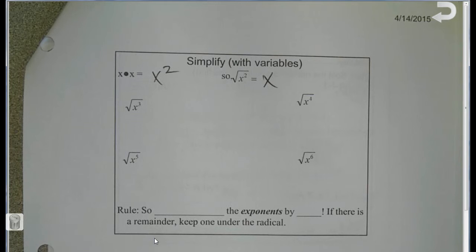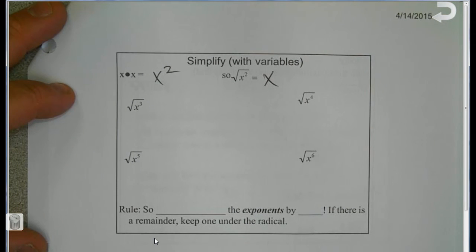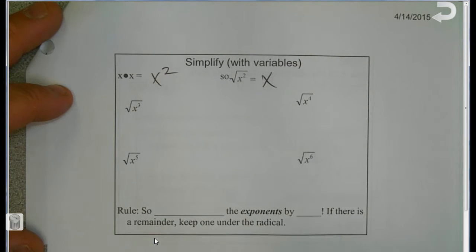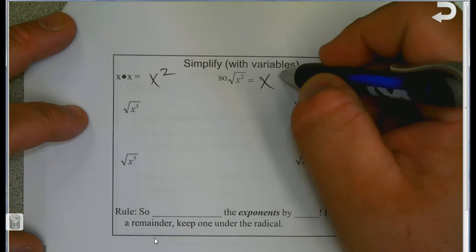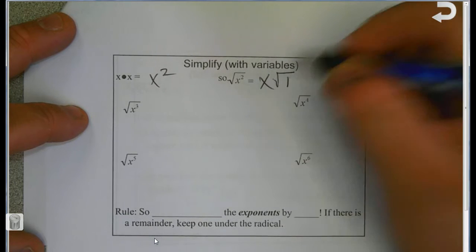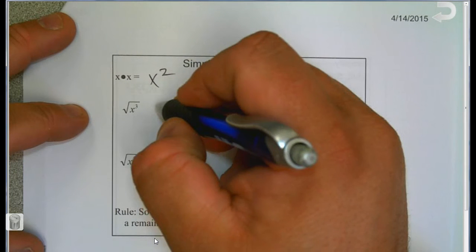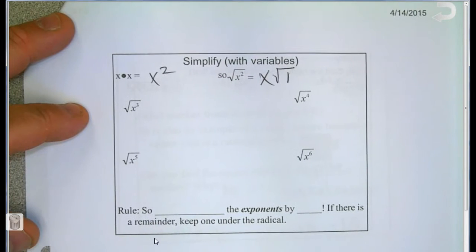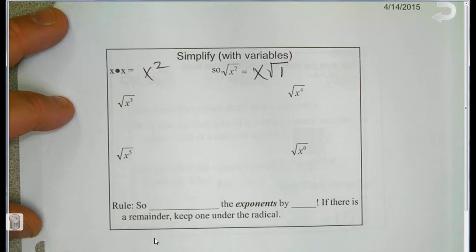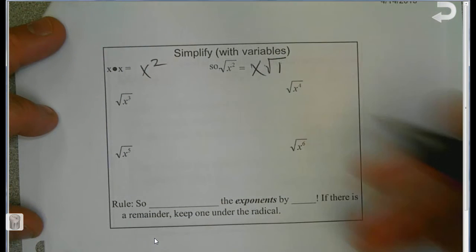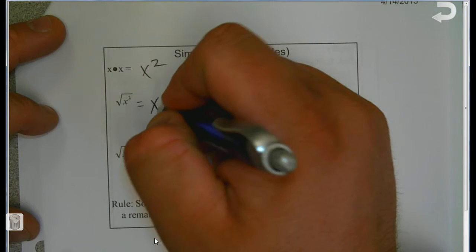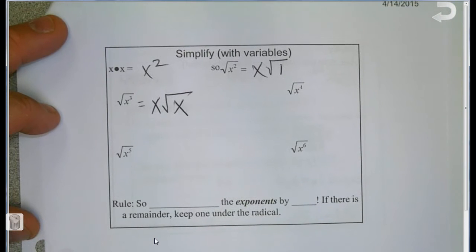Now, when we simplify with variables, it really becomes as easy as this. When you take the square root of a variable, you just divide the exponent by 2, and if there's 1 left over, it stays inside. So the square root of x squared was x times the square root of 1, which we can just take away. The square root of x cubed: 3 divided by 2 is 1.5, so there's a 1 left over. So the square root of x cubed is x times the square root of x.